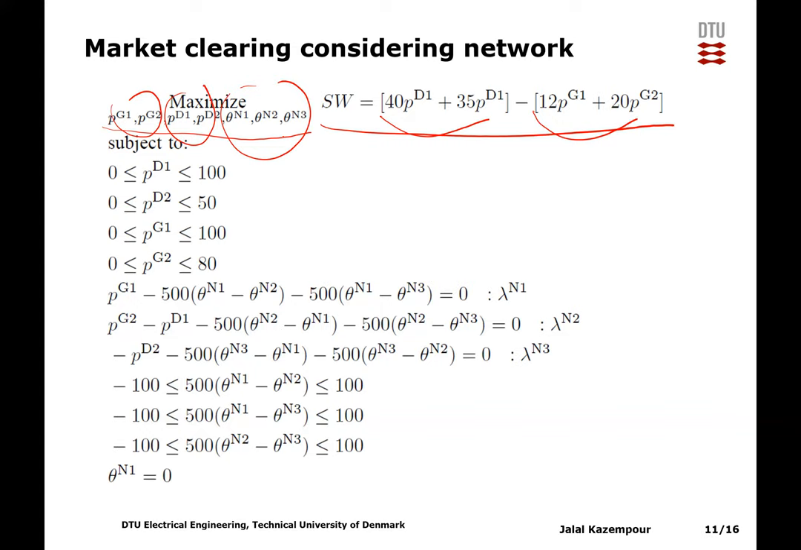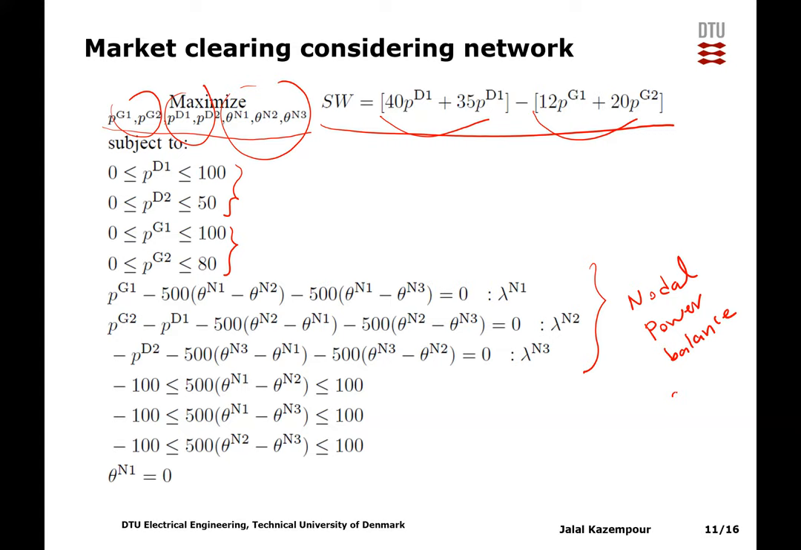Then we have again our capacity limits for the generators and loads. Exactly. So we had them already. And then what about this tree? Those have to be, in each bus, we have to have a power balance. Can we call it nodal power balance constraints?